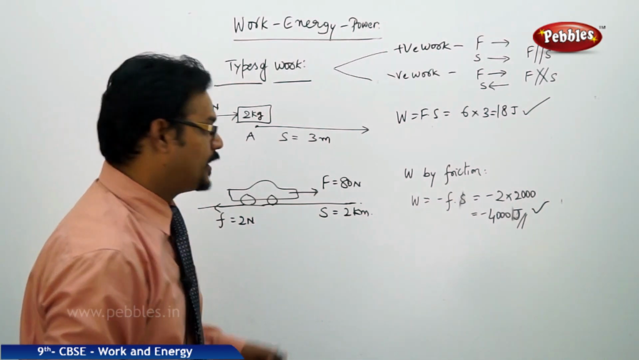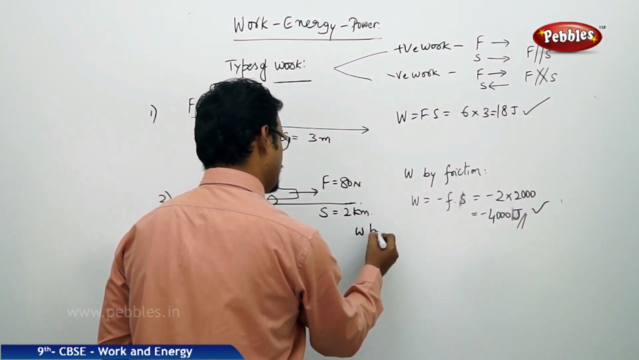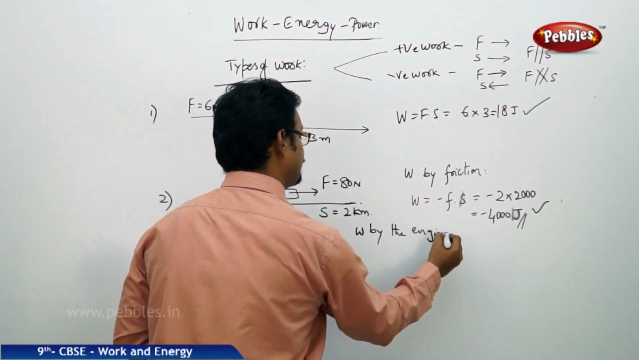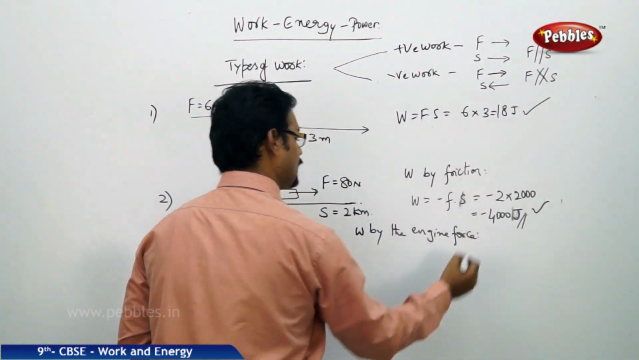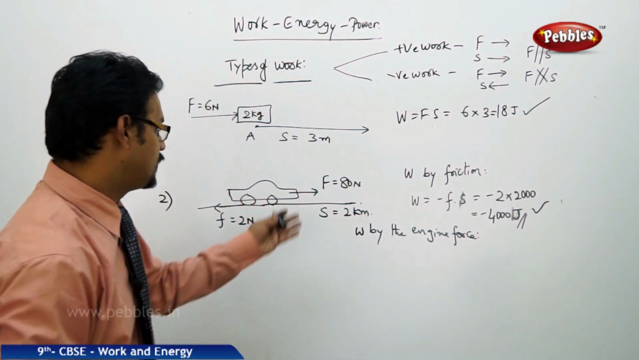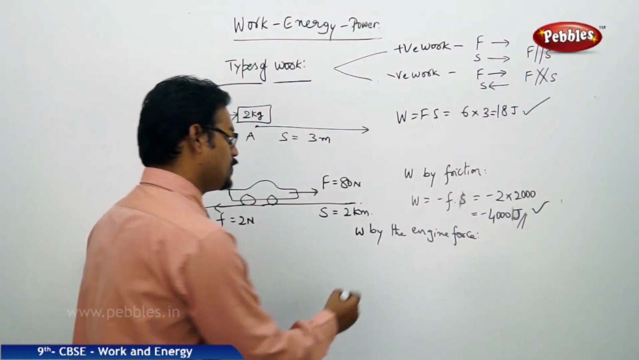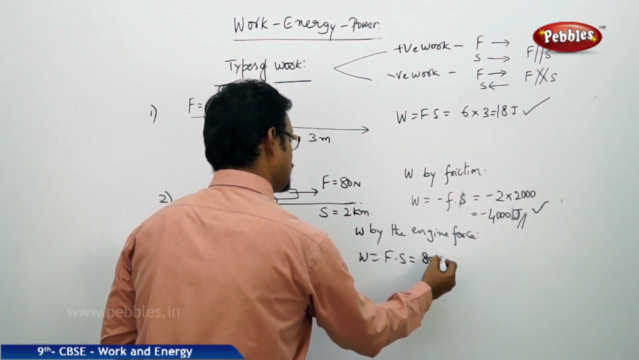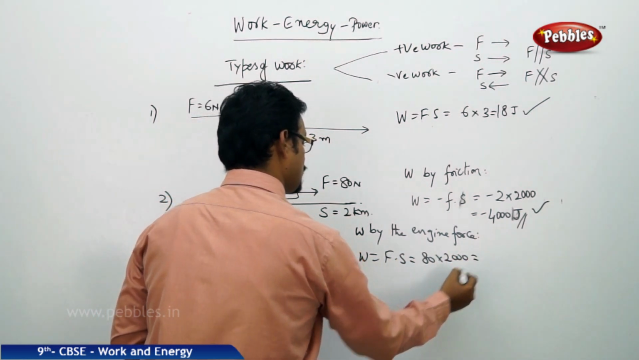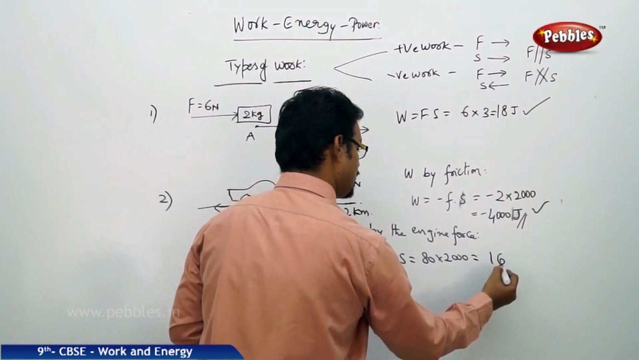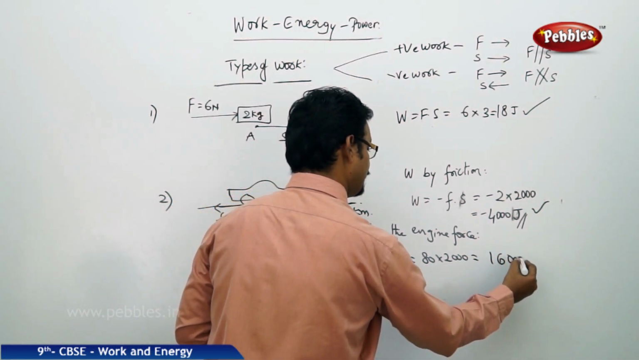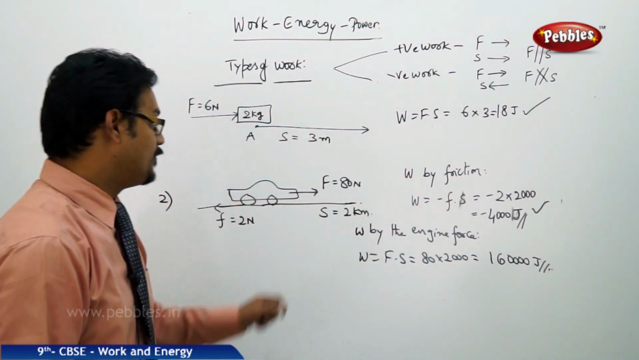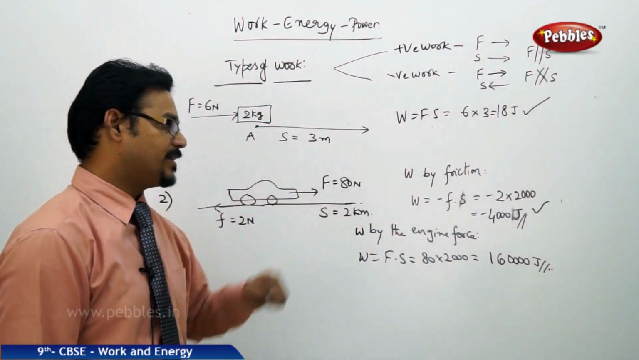To add more, if I ask what is the work done by the engine force? So engine force is 80 Newton. So therefore, W equals F into S, which is 80 into 2000 meters. So this is almost 160,000 joules. It's a positive work because the car body is moving in the same direction.